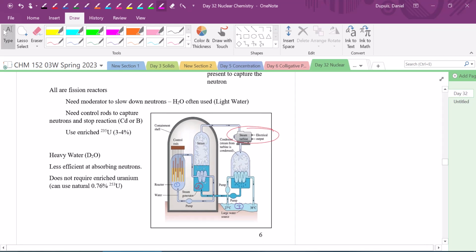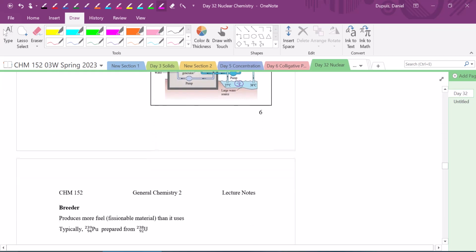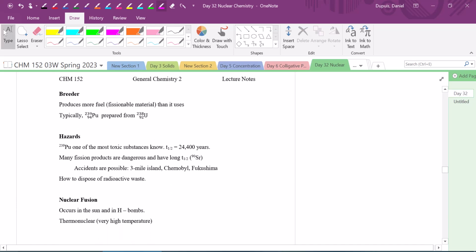All right. So the question then begs, why don't we use this all the time? Because nuclear reactors can produce more fuel than they use, right? Typically, plutonium can be prepared from uranium, and so it's nice.